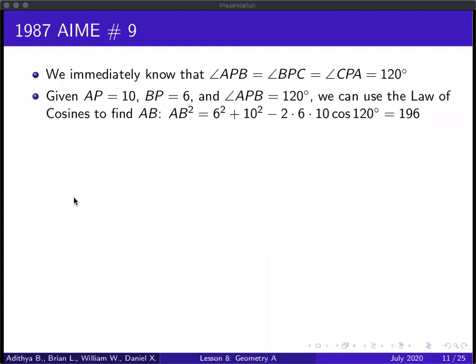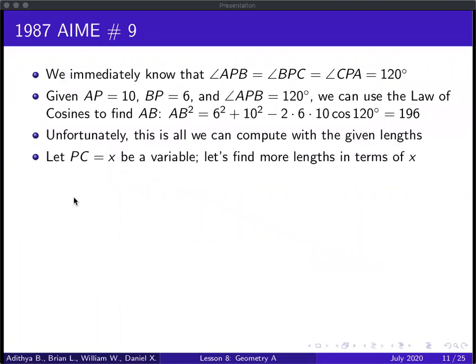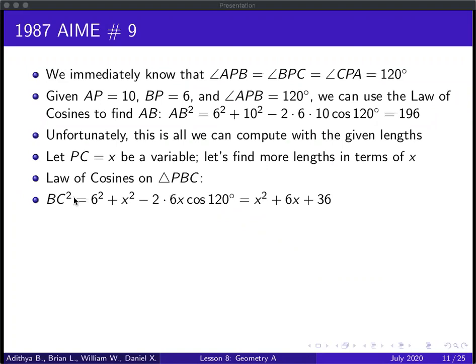And so if we start, we will just let PC equal X. And from the law of cosines on PBC, we know that BC squared is 6 squared plus X squared minus 2 times 6 times X times cosine 120. And if we simplify that, that's X squared plus 6X plus 36.